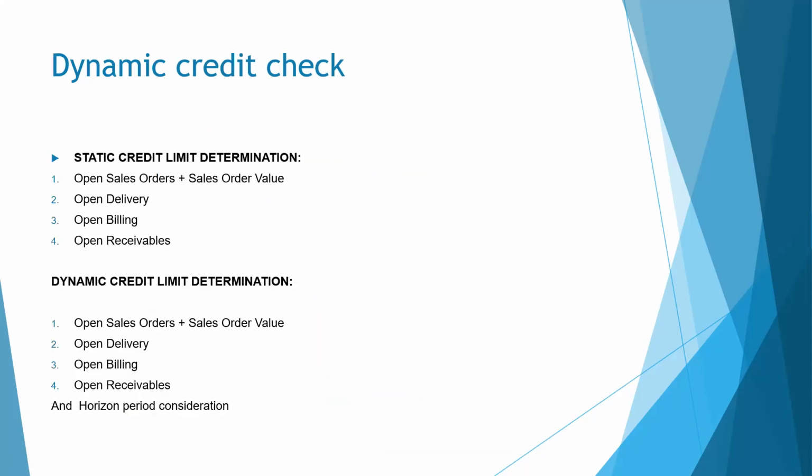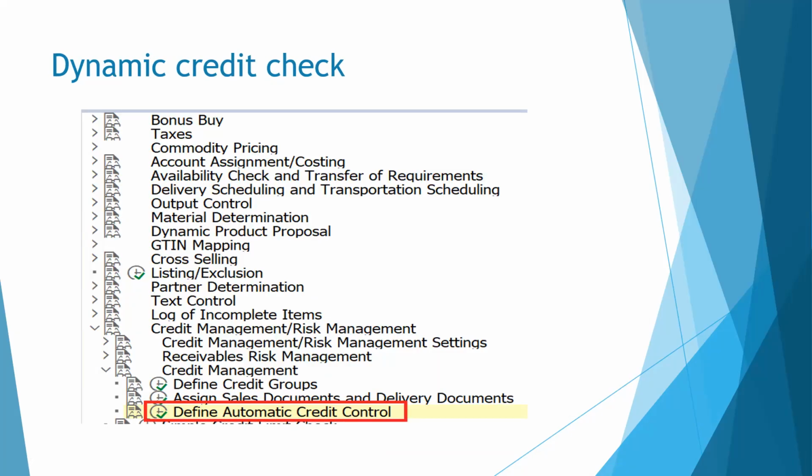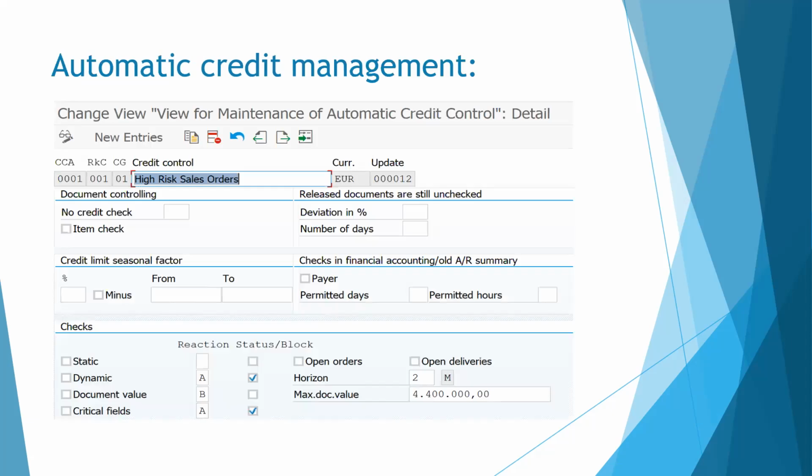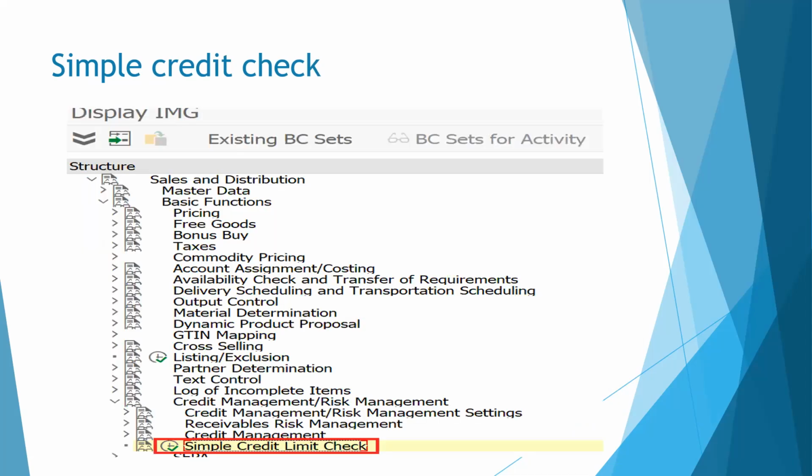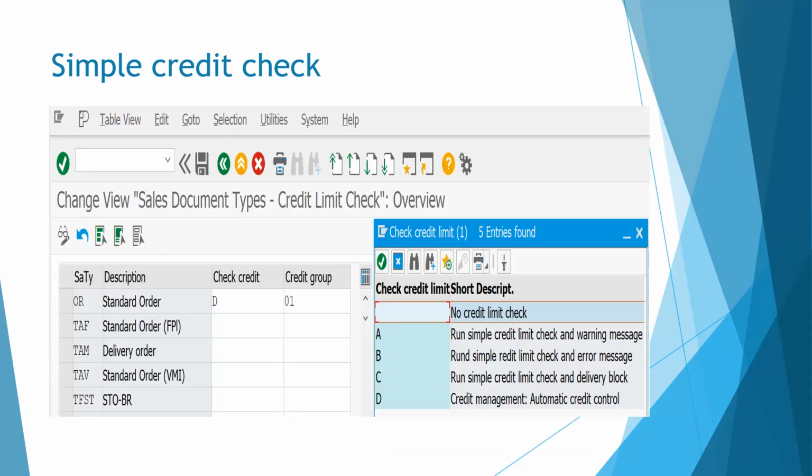Dynamic credit check basically considers your open sales orders plus sales order value, open delivery value, open billing value, and open receivable values. Static and dynamic credit checks are one and the same, but there is one other factor that comes into the picture, like the horizon period. Before going into static and dynamic credit checks, I'll explain simple credit check in the SAP system, and after that I'll explain dynamic credit check.